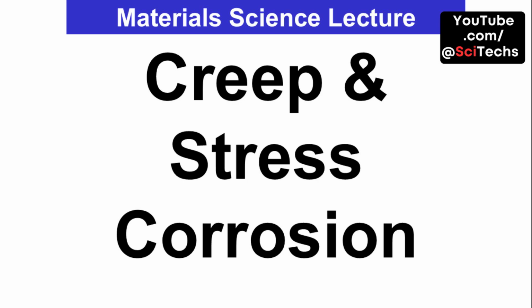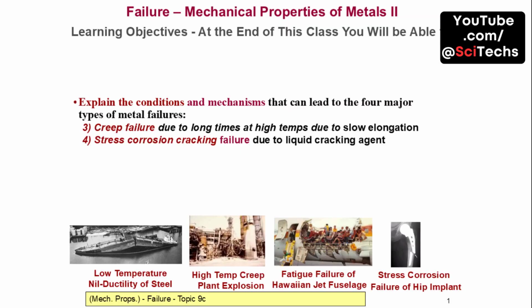Welcome to our lecture on materials science, focusing on creep and stress corrosion. These phenomena are critical in understanding the mechanical properties and failure mechanisms of metals. By the end of this class, you will be able to explain the conditions and mechanisms leading to major types of metal failure, including creep failure due to prolonged high temperatures and stress corrosion cracking from liquid-induced cracking.